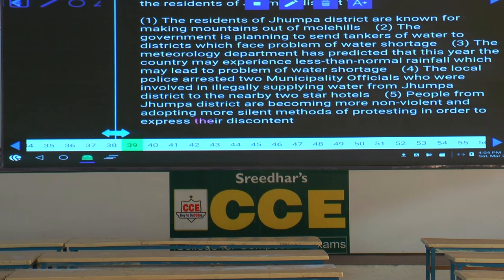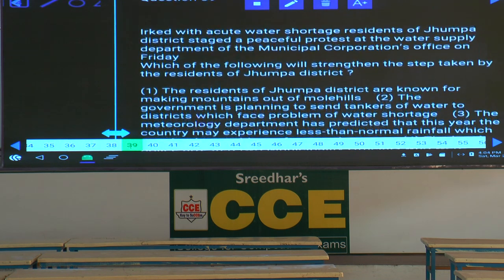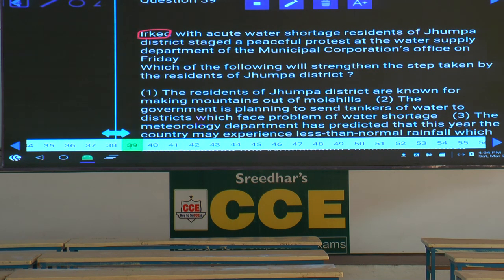Then question number 39. Now in this question number 39, irked with acute water shortage. Irked with what? Frustrated by this. With acute water shortage, residents of Jhumpa district staged a peaceful protest at the water supply department of the municipal corporation office on Friday. Which of the following will strengthen the step taken by the residents? Now we need to find out there is a reason why these persons protested against the water supply department, isn't it? Now we need to find out the reason.